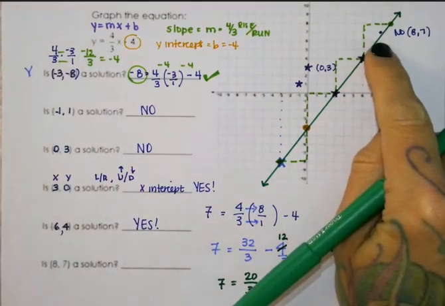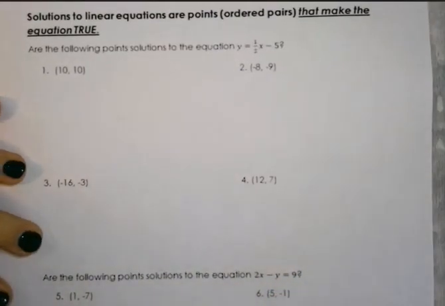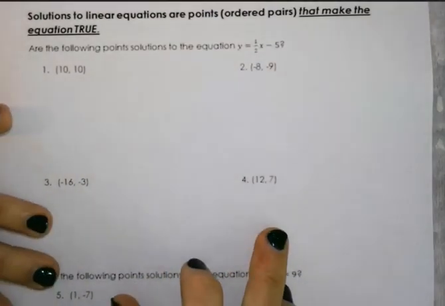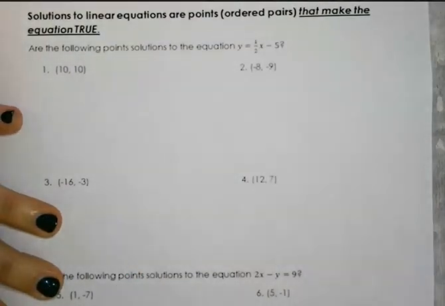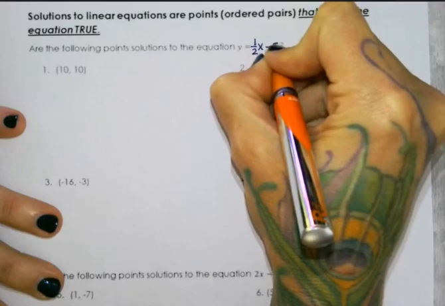Just like it looks really close to that line, but it's not on the line. Beautiful. We're going to do one more. Without a graph, are the following points solutions to the equation y = 1/2 x minus 5? So 1/2 x minus 5.